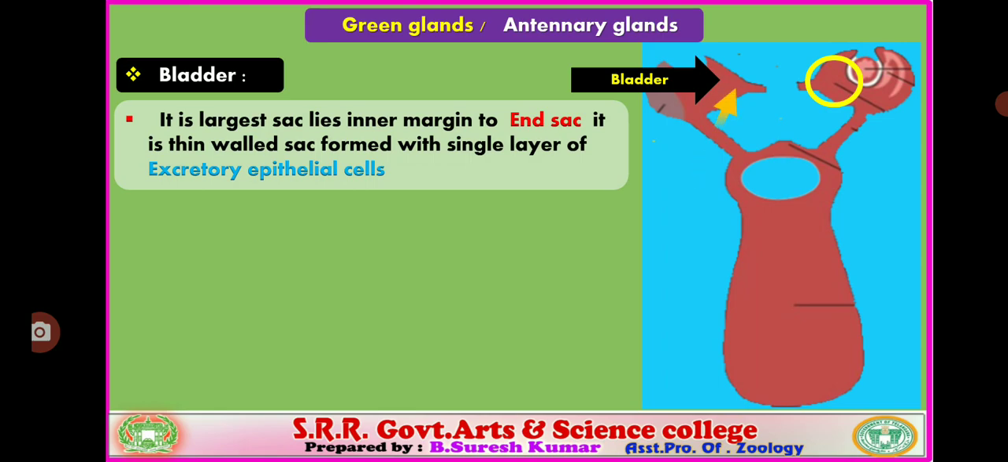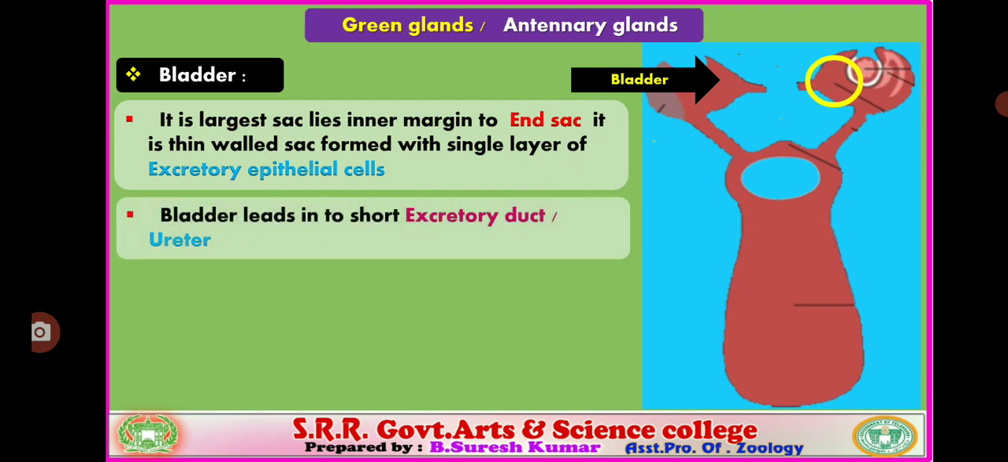This is the bladder. Okay. The bladder stores the excretory material, and the bladder ultimately leads into a short tube. You verify. Okay. So the red color arrow, you verify, there is a short tube. So the bladder leads into a short tube, that is called the excretory duct, otherwise it is also called the ureter. So this ureter opens out by means of the renal pore.